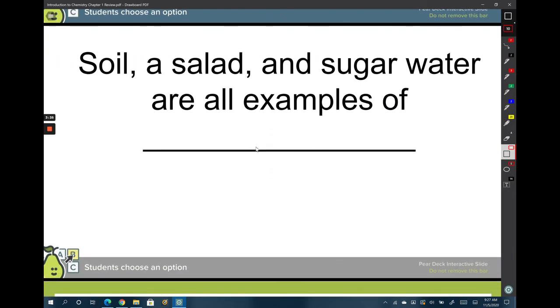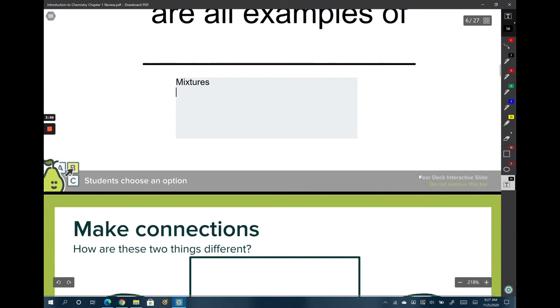Soil, a salad, and sugar water are all types of mixtures. They're not the same type of mixture. So soil and salad would be a heterogeneous mixture. Sugar water would be a homogeneous mixture because you can't differentiate the individual parts.